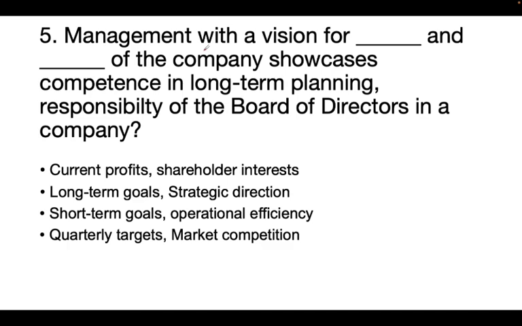Next question. Management with a vision for dash and dash of the company showcase competence in long-term planning. Responsibility of the board of directors in a company. Options are current profits, shareholder interest, long-term goals, strategic action, short-term goals, operational efficiency, quarterly targets, market competition. So the correct answer is long-term goals and strategic direction.